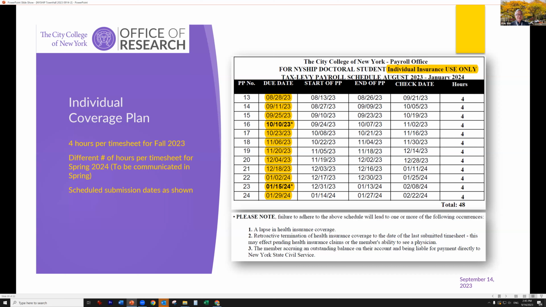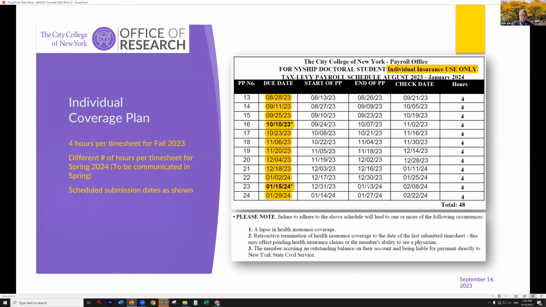Anyway, so this is the HR table. They send it out to all the students who are appointed. And these yellow dates are the due dates of the timesheets. And as you can see here, for the individual plan, HR issued this table with 4 hours. And that would allow them to have 48 hours of work committed to this appointment. And that would make them eligible for the coverage.